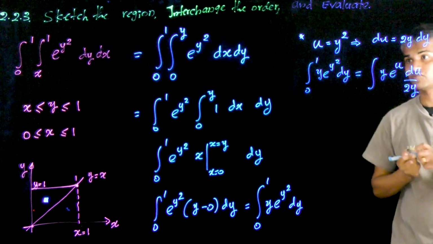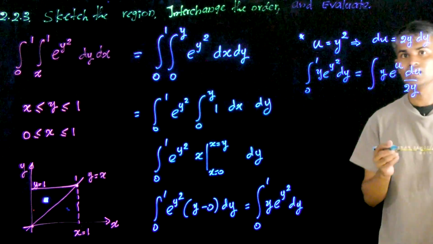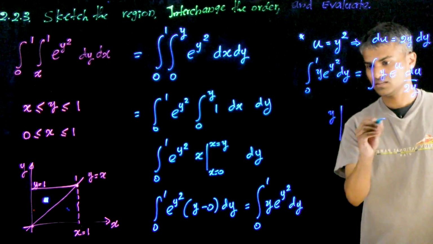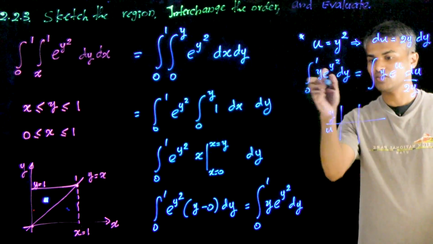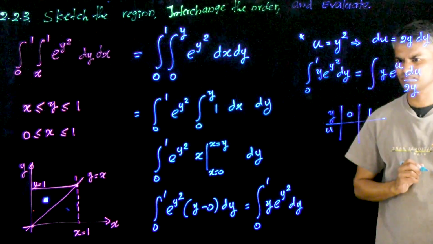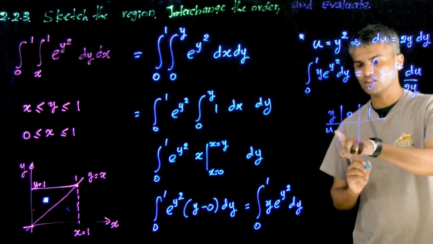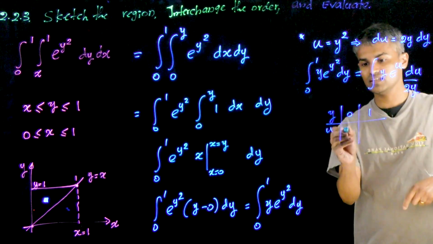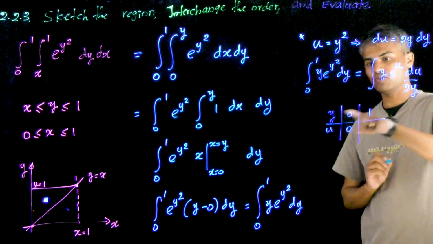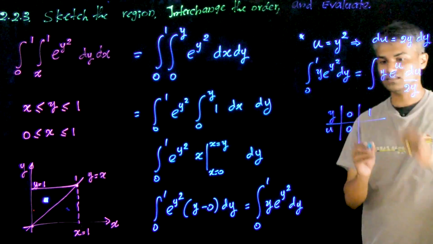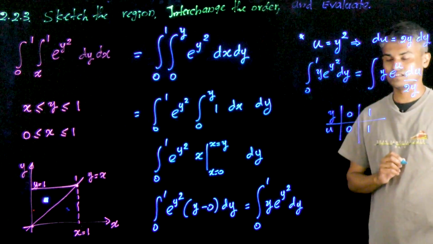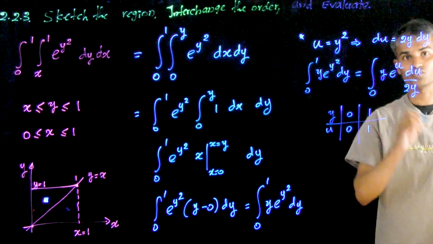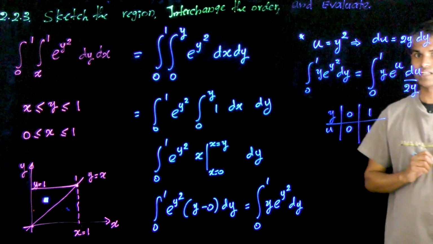Okay. Now, the next thing is to figure out the corresponding limits. So, your y goes from 0 to 1. Okay. Now, what is the lower limit of u? If y equals 0, then u should be 0. If y equals 1, 1 squared is 1, u should be 1 as well. Okay. Now, with respect to the u variable, the lower limit is 0, upper limit is 1.